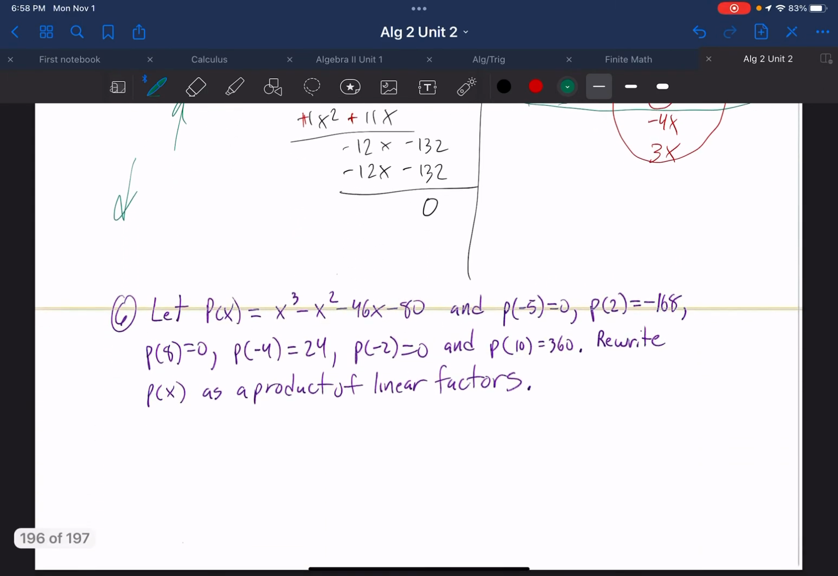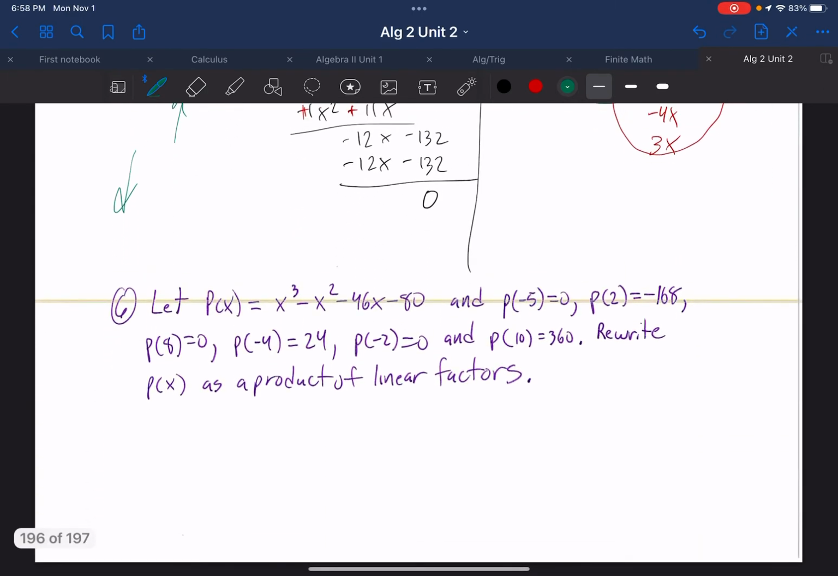Okay, number 6 is saying, hey, here's the polynomial right here, and when you put in a number and you get 0, that's basically telling you what a factor is. So this represents a factor.